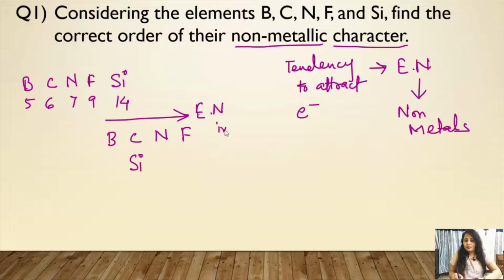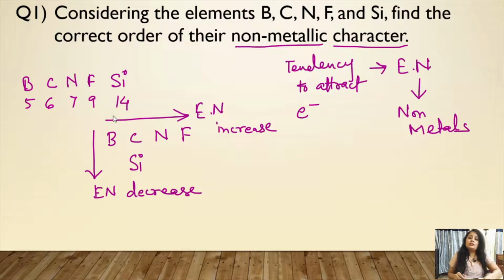From left to right in the same period, electronegativity increases. And from up to down in a group, electronegativity decreases. Now, why does this happen? Electronegativity increases from left to right because of the increasing nuclear charge. The more powerful nucleus from left to right has more tendency to attract the upcoming electron. That's why electronegativity increases as we move from left to right.